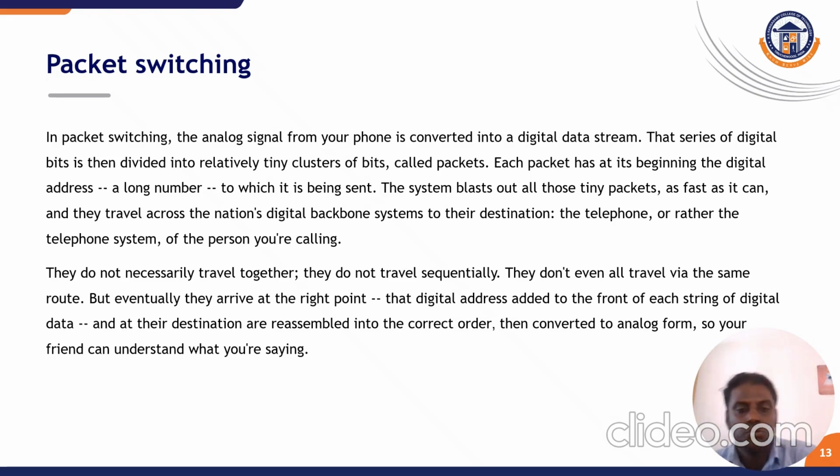So we are going to continue with packet switching. In packet switching, the analog signal from your phone is converted into a digital data stream. The series of data bits is then divided into tiny clusters of bits called packets. Each packet carries a digital address and is transferred from the sender to the receiver. And we are combining the advantages of message switching, so we are also eliminating the cost here.